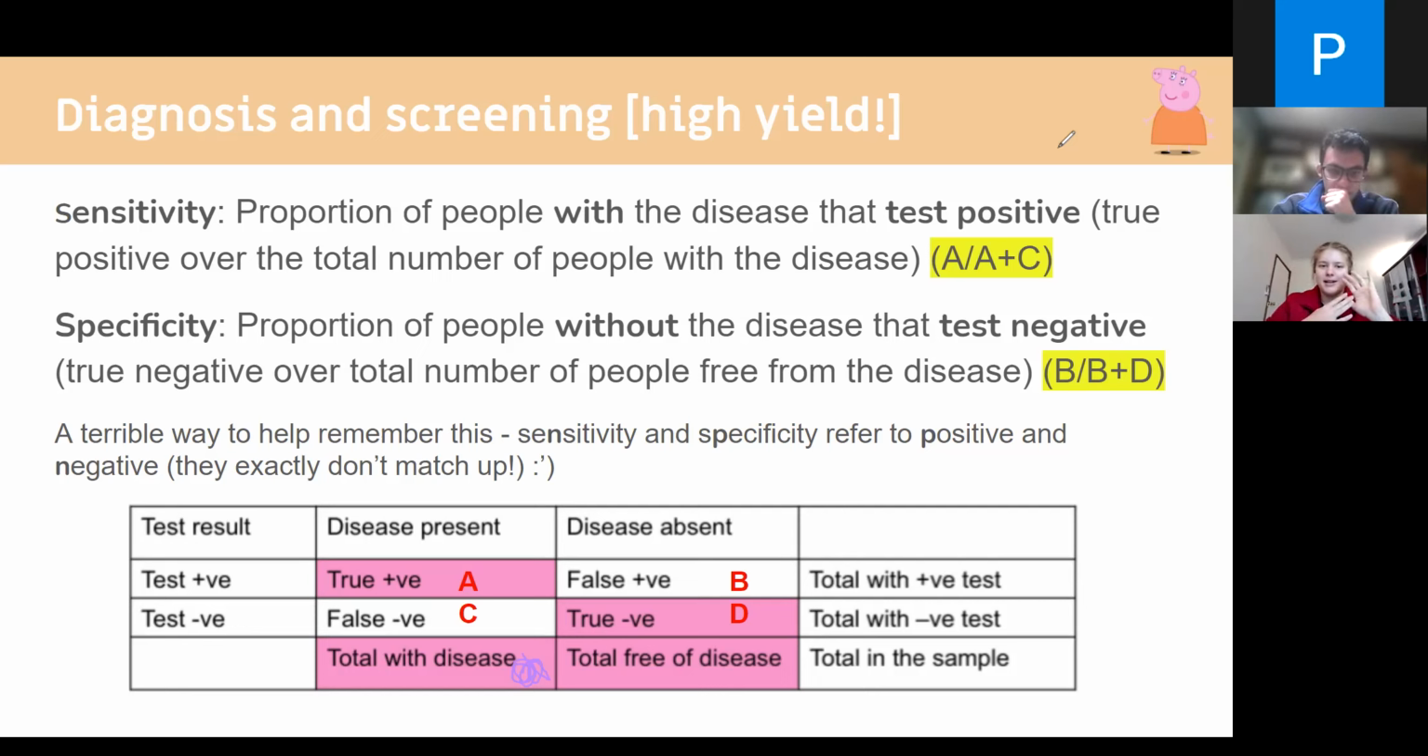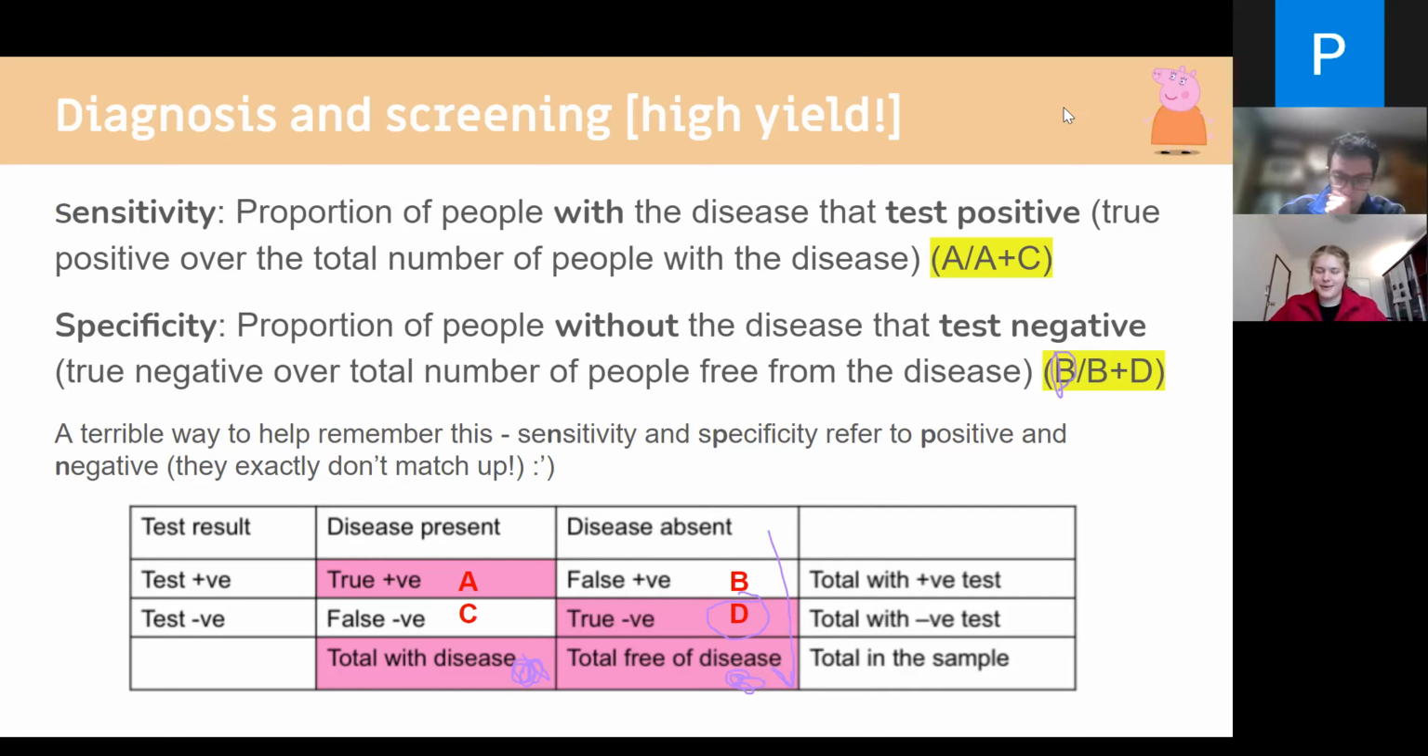Specificity is all about people without the disease. So people without the disease that test negative. So testing negative is D, and without the disease is this column. So it's D over B plus D. Oh, sorry. Yeah, I did that wrong in the slides. That's my bad. So make sure you have that done correctly.